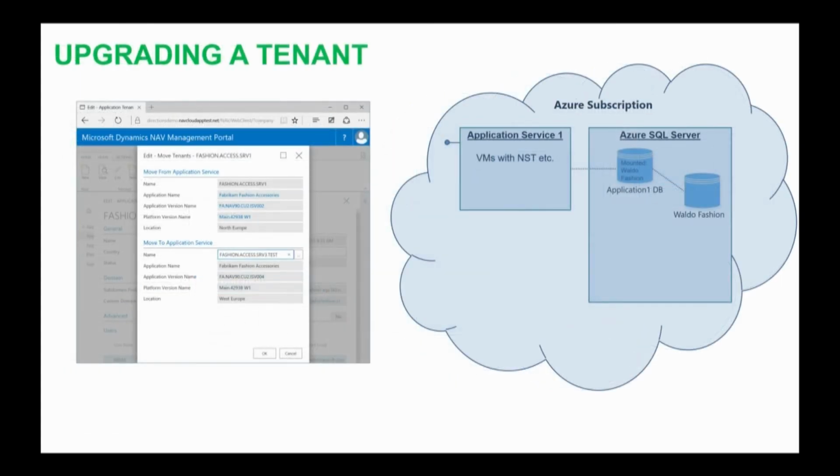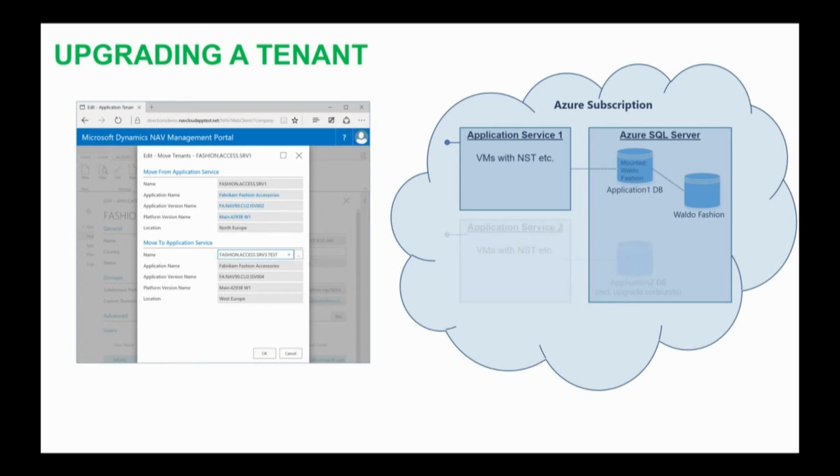So what we didn't get to was this page where you can take a tenant and move it from one service to another. The other service is typically running a newer version of your application. Maybe it has bug fixes, maybe it has other features. To illustrate what happens on the back end, I've shown this. We have one application service. I've abstracted it a little bit, but you know it contains VMs. It is running application 1, your old application, and that one has the Waldo fashion tenant attached.